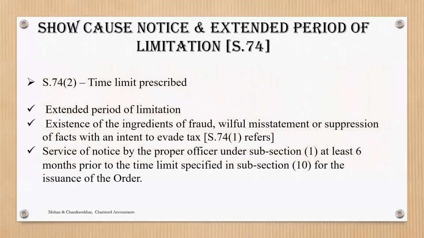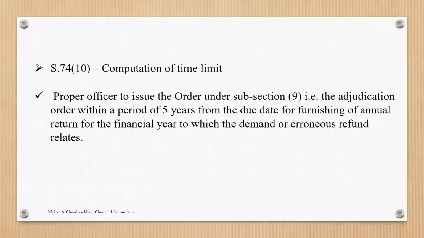Section 74 is everything the same as per 73, but 74 is for fraud cases, for willful misstatement, and if there is a suppression of facts. If these are proved, then notice can be issued under section 74, and the time limit for 74 is 5 years. So 73 is 3 years, this is 5 years.